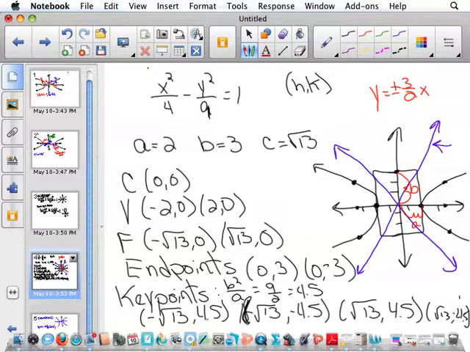It also asks you on your worksheet for the length of the transverse axis. The transverse axis is 2a, and the length of the conjugate axis is 2b. So in this case, 2a is 4, 2b is 6. Let's move on to one more example, because I'm running out of time today.